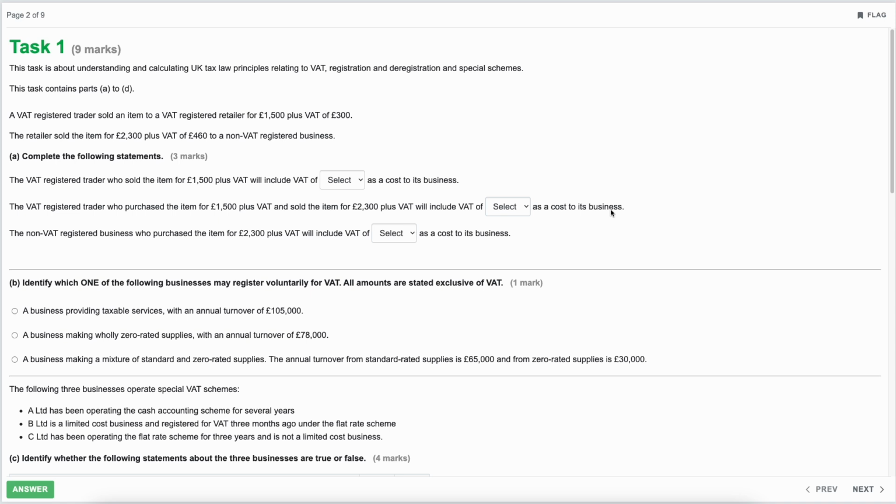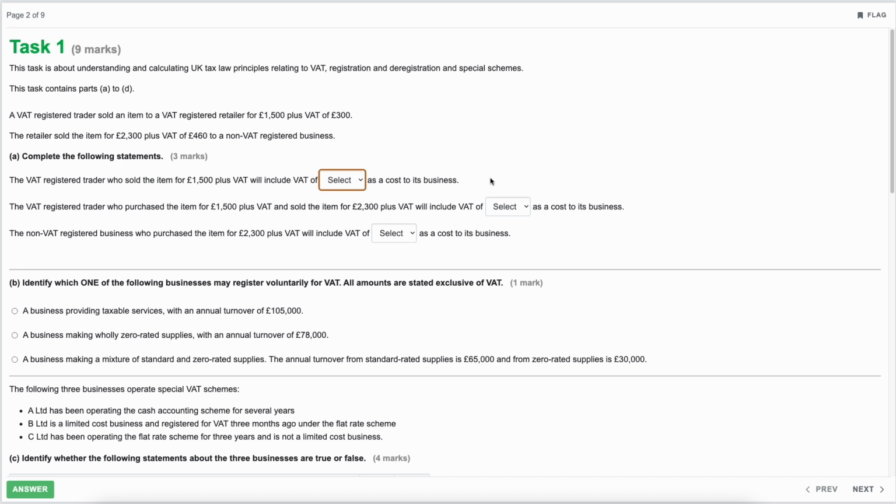So the first statement, the VAT registered trader who sold the item for £1,500 plus VAT will include VAT of, and we've got a drop down here, so we've got 5 different options, and we need to select the cost of charging this VAT to this particular trader. Now, when a business charges VAT on top of its product, so in this example it will be £1,500 plus VAT, assuming that's at 20%, that would be £300.